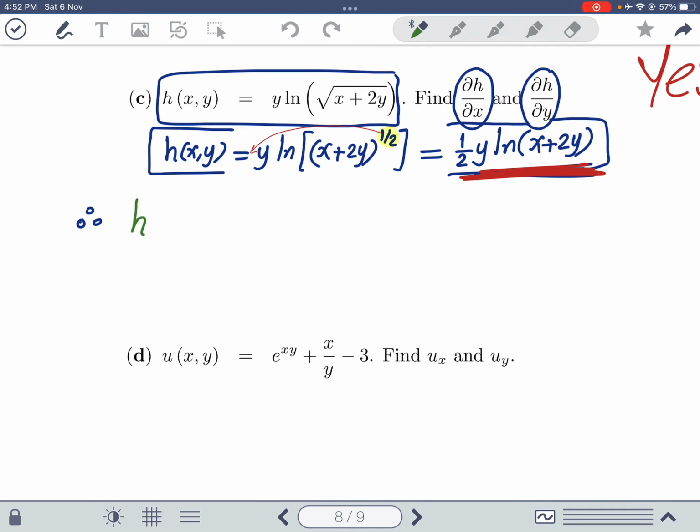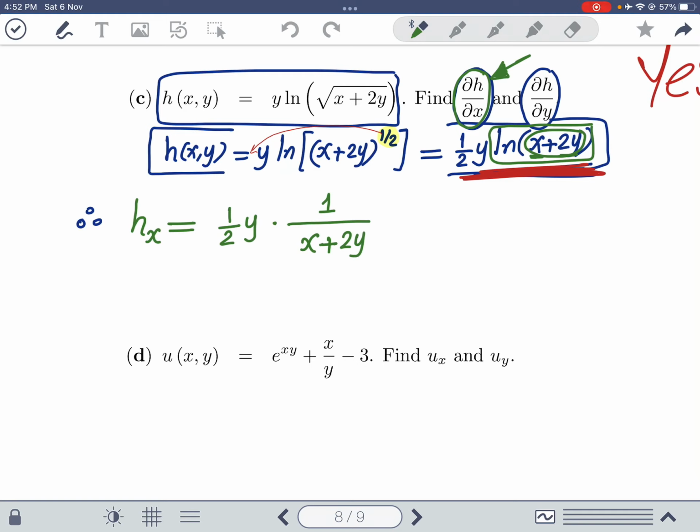Let's do it in green. H sub x, that's the partial of h with respect to x, this one that they're asking us to find. Just a different notation, I'm writing it like this. So it is half y, that's a constant. And then now, logarithm, the derivative, remember, derivative of logarithm is the derivative of the inside of the logarithm with respect to x. That will be 1. You see, x plus 2y. Derivative with respect to x, 1. And divided by the entire thing within the log.